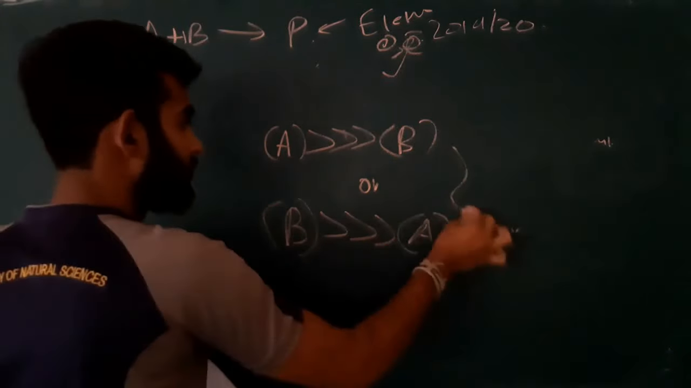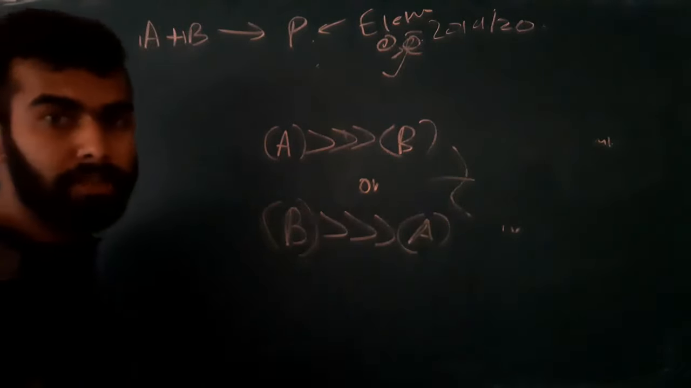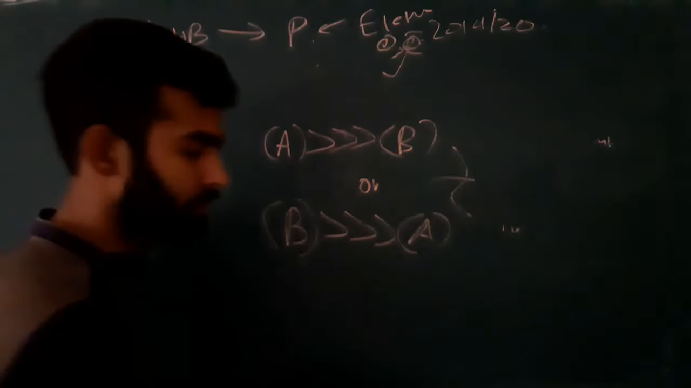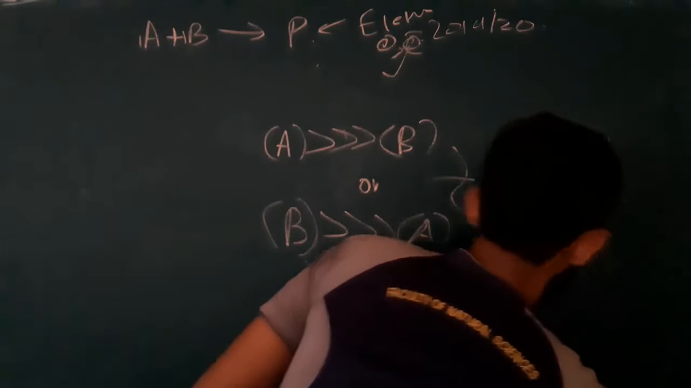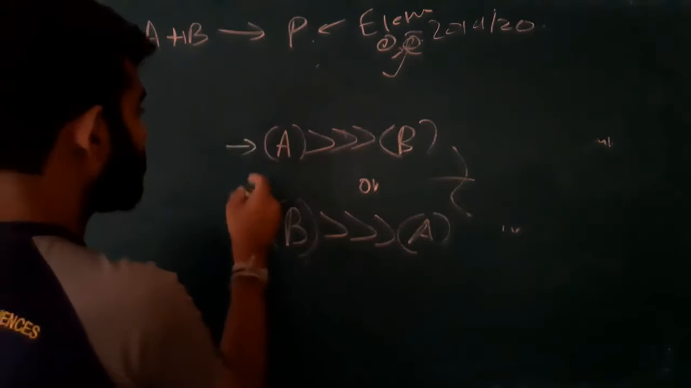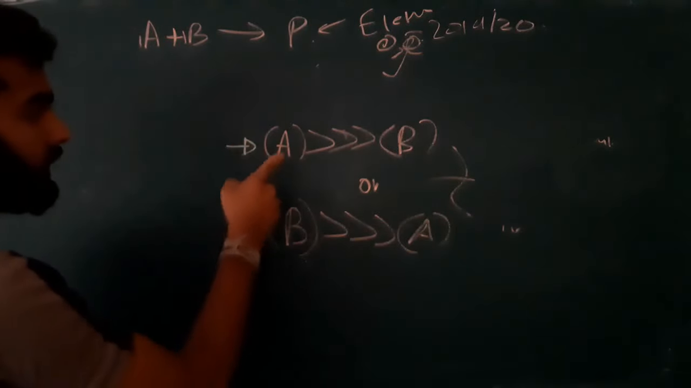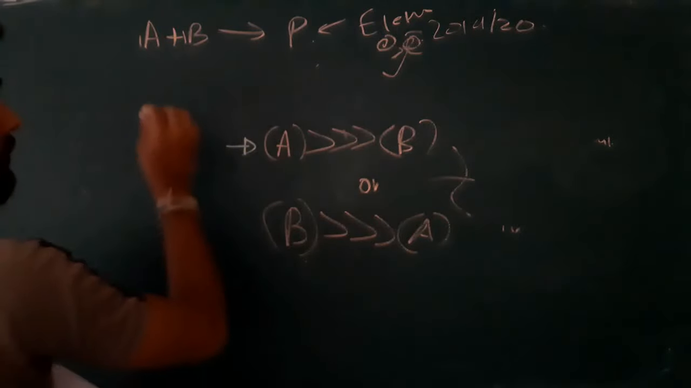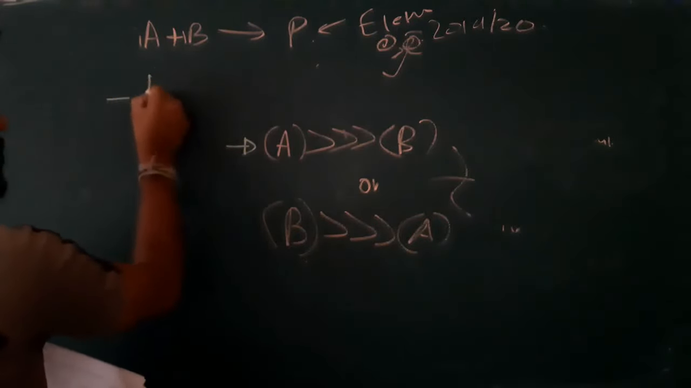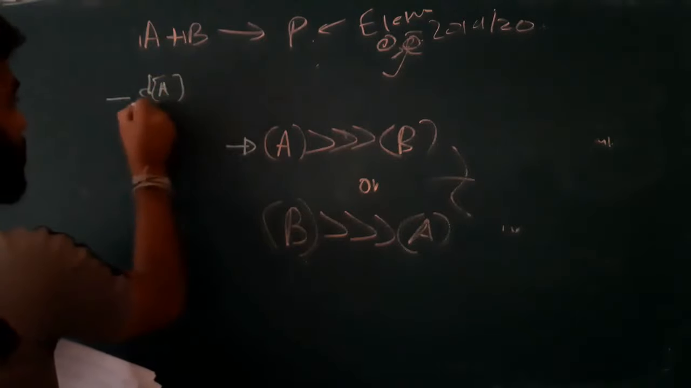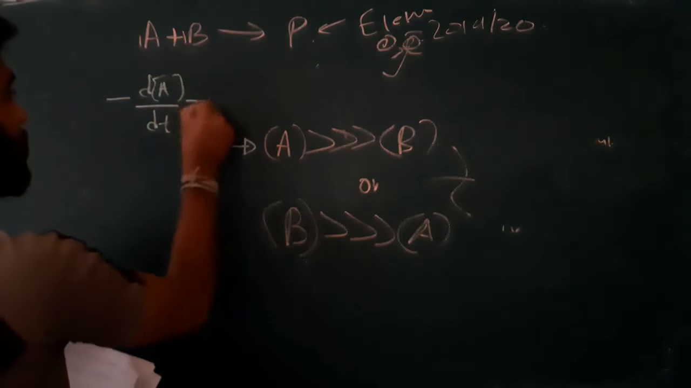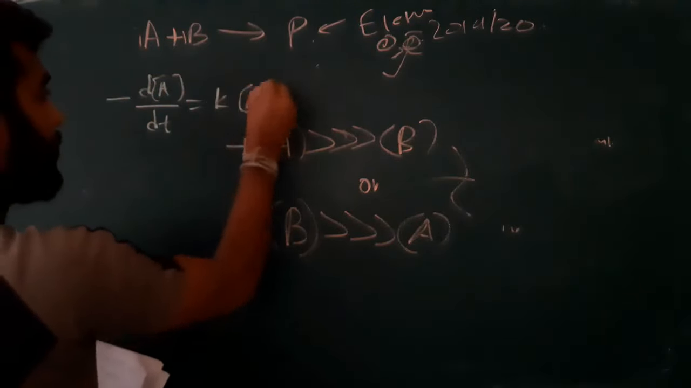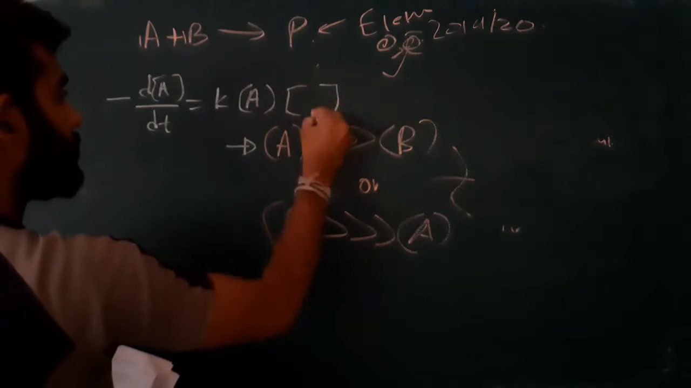Under these two conditions, the reaction will be pseudo first order when we compare with the other one. If we consider this part, the concentration of A will be higher than B. So the rate expression for this equation is minus dA with respect to time, rate equals K A into B.